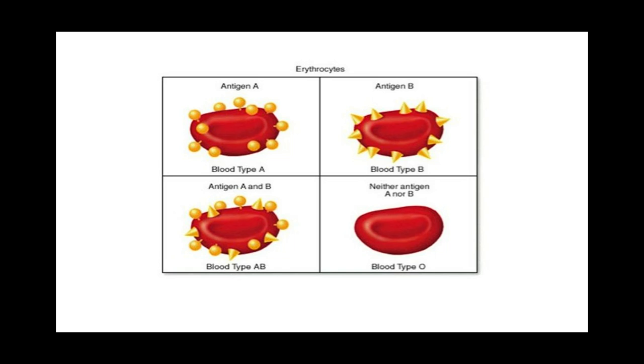In blood type A, the patient's RBCs will have the antigen A on the surface of the RBCs, and in blood type B, antigen B will be on the surface, and in blood type AB, both A and B antigens will be on the surface. But in blood type O, there are no antigens on the surface of the RBC.